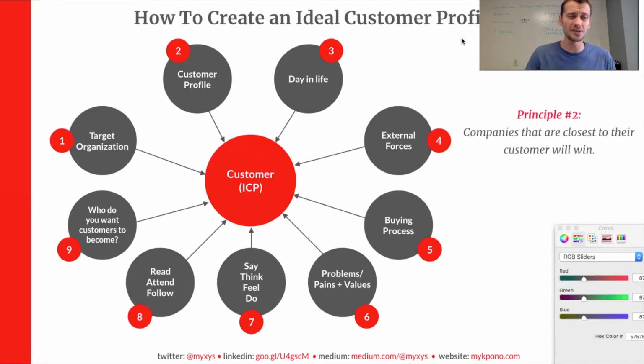Principle number 2, companies that are closest to the customers will win. And one of the best examples that I'm using in this principle is that, remember, Toys R Us went out of business. They filed for bankruptcy last year, and in 2018 they closed all the stores. And one of the monumental decisions they made in 2000 is they signed an agreement and partnership with Amazon so that they could fulfill all their products through Amazon, meaning that they put Amazon between themselves and the customers.